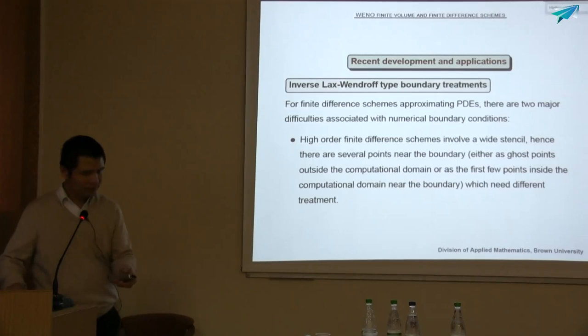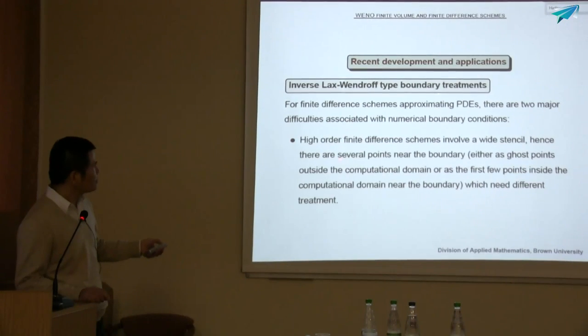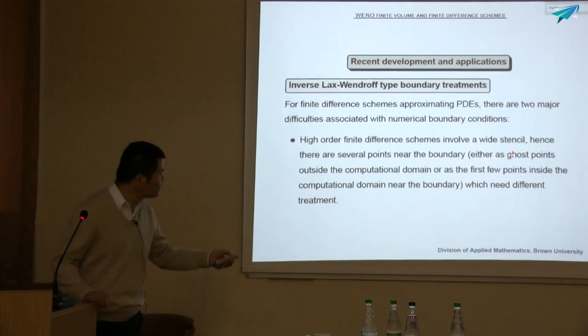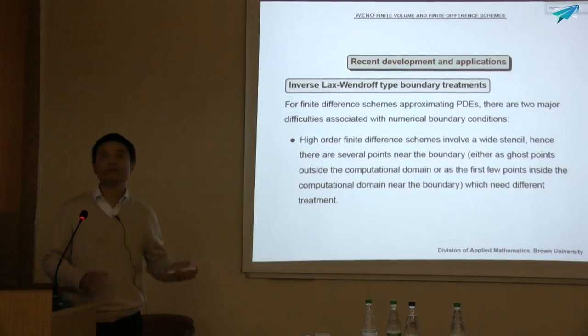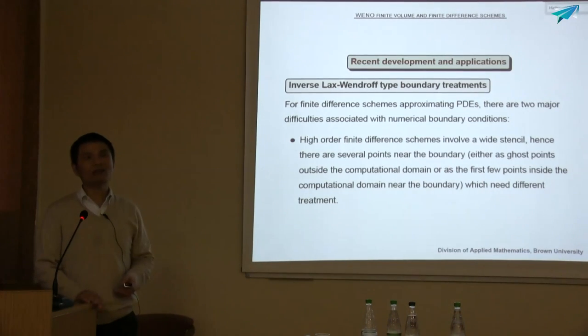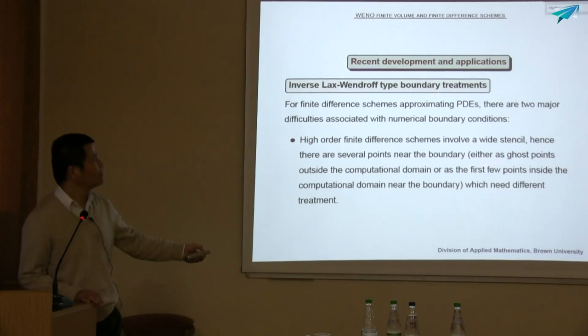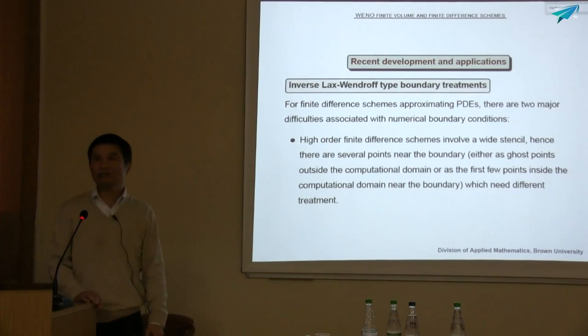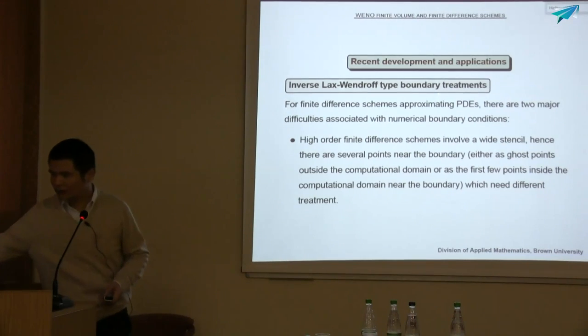The first one is that high order finite difference schemes involve a wide stencil. For example, the fifth order WENO schemes we talked about before use a 5-point stencil. If you count upwinding and downwinding, it is a 6-point stencil. If you have so many points in the stencil near the boundary, you either have to use ghost points, or you would have to change your computational algorithm at the boundary. You just don't have enough points in your stencil. This is the first difficulty.